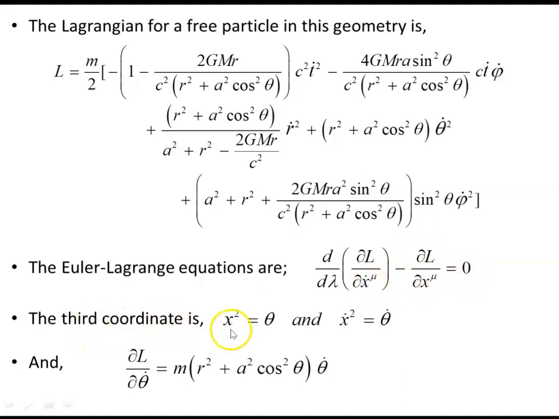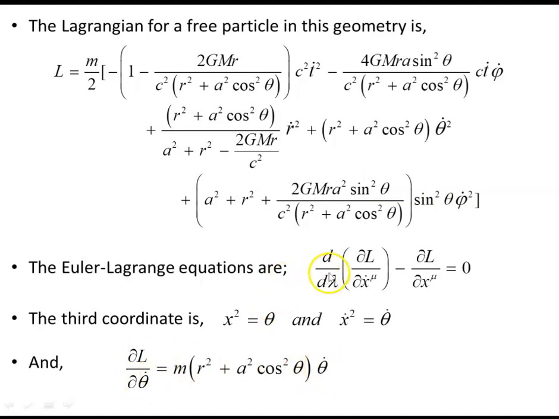Now the third coordinate, x2, is theta, and x dot 2 is theta dot. If we have a look at this Lagrangian and find the partial derivative of the Lagrangian with respect to theta dot, we'll end up with 2 out front of m on 2. The 2's will cancel. We'll have m times r squared plus a squared cos squared theta times theta dot. That's dL d theta dot.